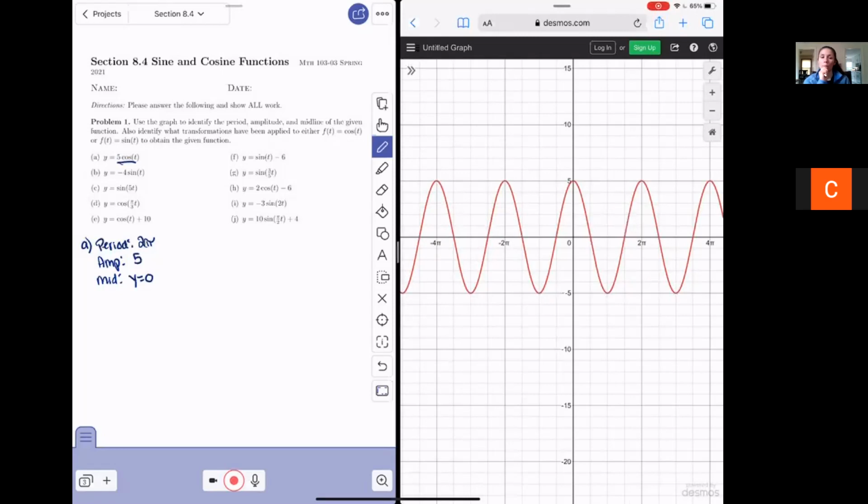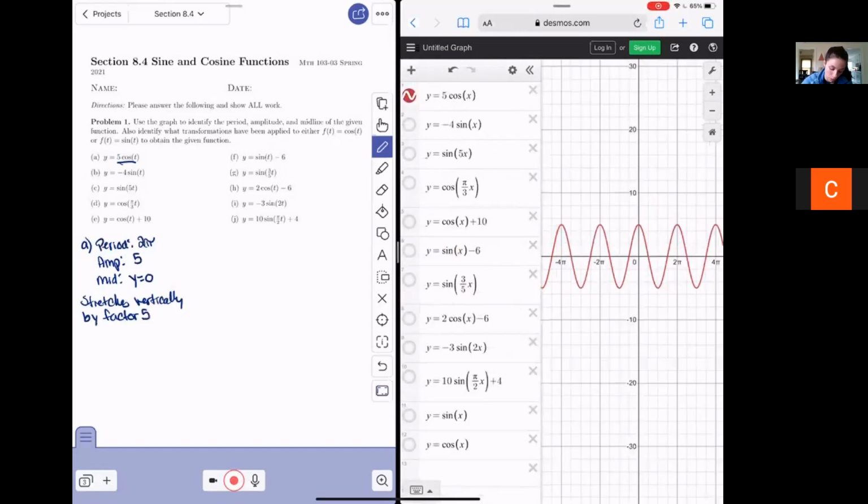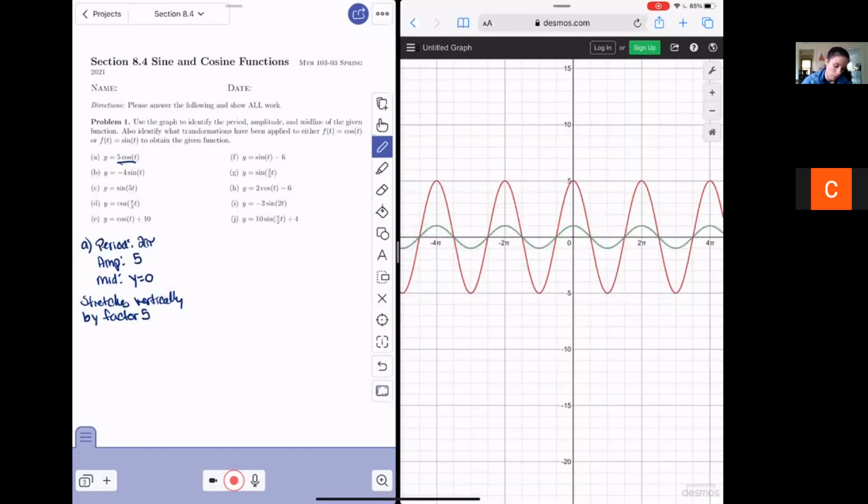What happens when I multiply the output of a function by a whole number? It stretches. Yep, in which direction, horizontally or vertically? Vertically. And it stretches by that factor. Factor 5.